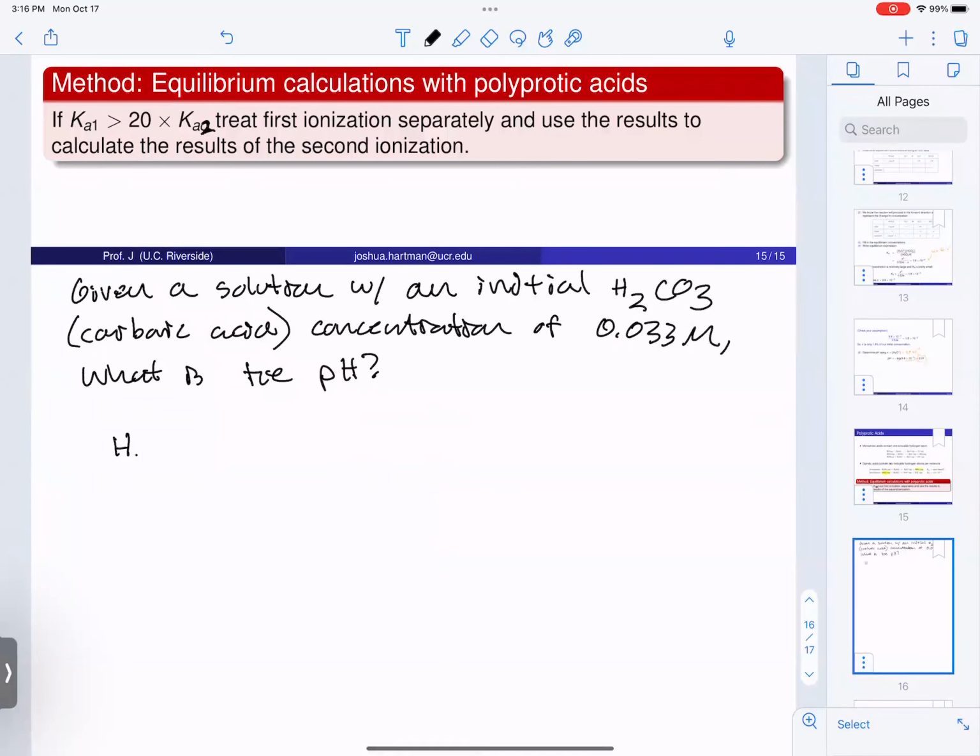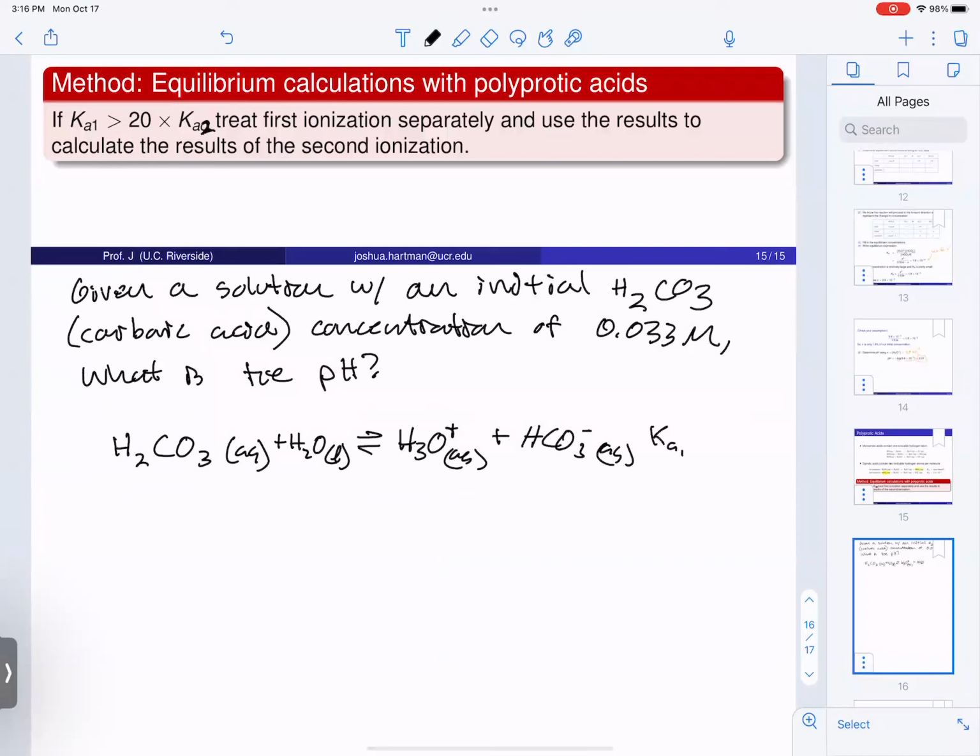So in the first reaction, we're going to take our carbonic acid, which is H2CO3, put it into water, right? And that water will accept one of those protons, forming our hydronium ion, and we're going to leave behind HCO3 minus, and we're going to have a Ka1 equals 4.3 times 10 to the minus 7.